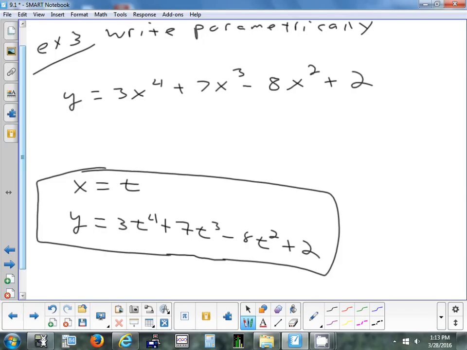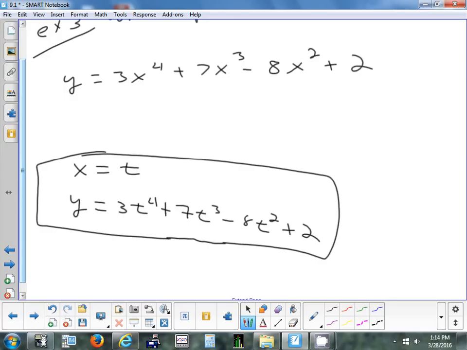Any questions on that? I don't really see why you would want to do this, because I think it's simpler as a function than it is parametrically in this case. But you can do that if you want.